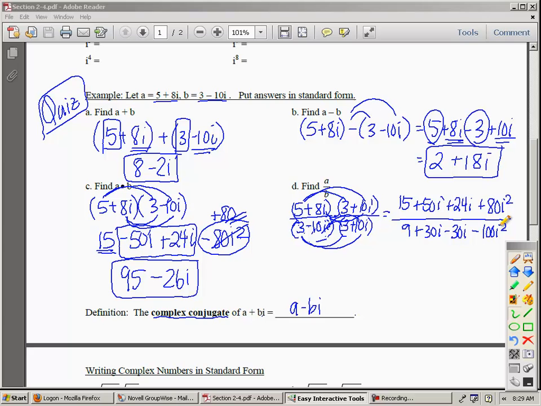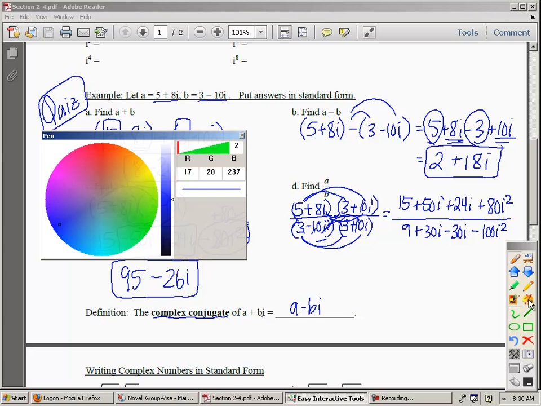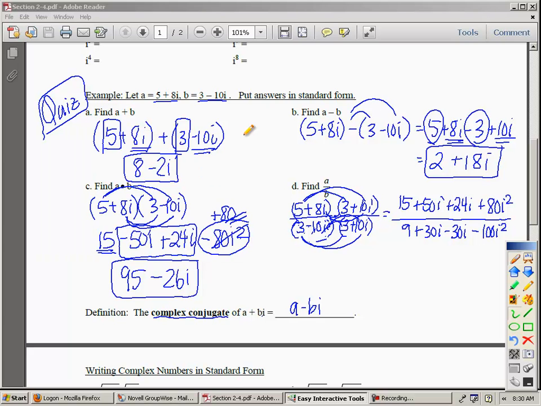Okay, now I'm going to do some work, and I'm going to change my color a minute so we can kind of see the work we're doing. If you notice in the bottom, the 30i and the negative 30i will cancel out. They're conjugates. You don't want an i part left in a denominator, and so they will cancel out. On top, 80i squared is the same thing as negative 80, because i squared is negative 1. Negative 1 times 80 is negative 80. Negative 100i squared is the same thing as positive 100.